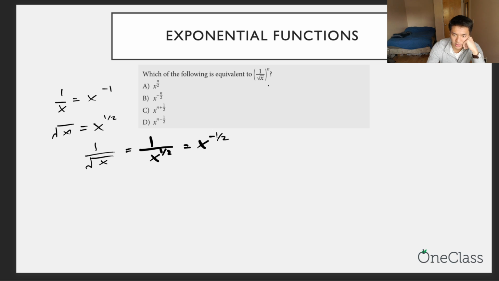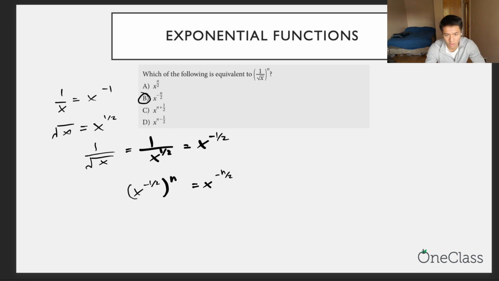And are we done here? No, we still have this n exponent, x to the power of -1/2 n, and this is just testing our knowledge of exponent rules. So what do we do when we have n on the outside and an exponent on the inside? We can simply multiply them, so we get x to the power of -n/2, and that's going to give us answer choice B.